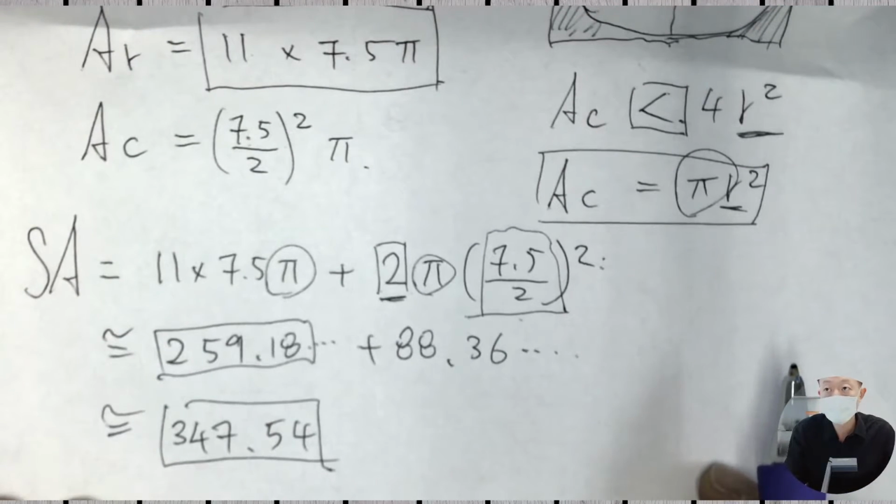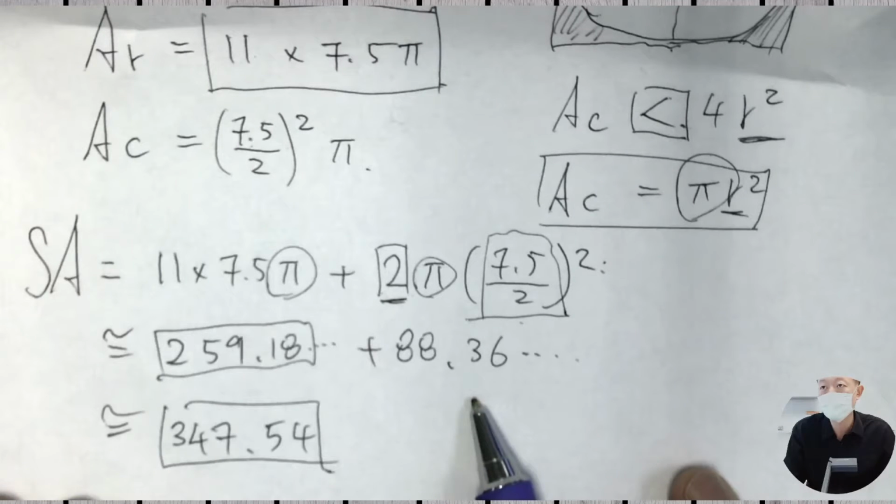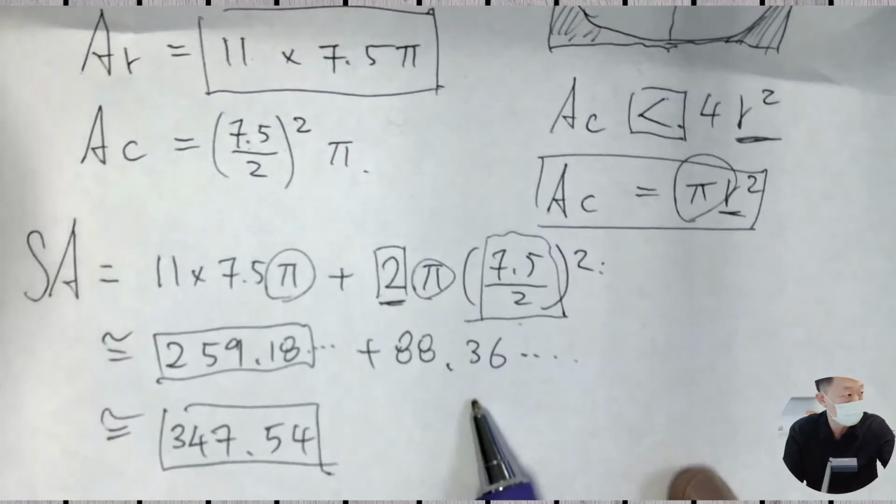Okay. Are we good? Area of 2 circles. Is that okay with your calculator? All right. If you have doubt, go back to the video once I've uploaded it. Second question from your book. Again, surface area of a cylinder.